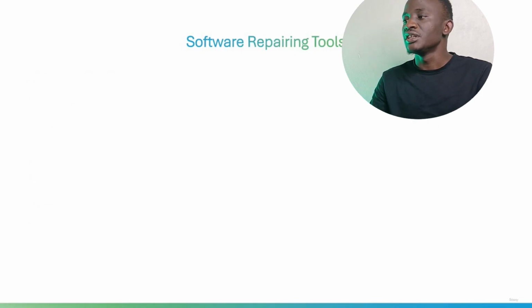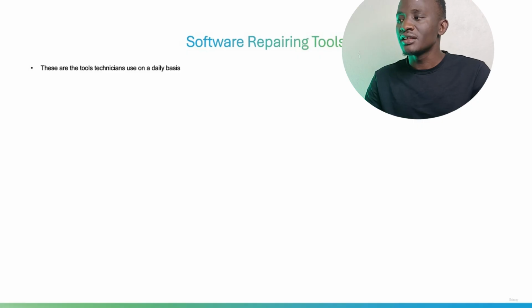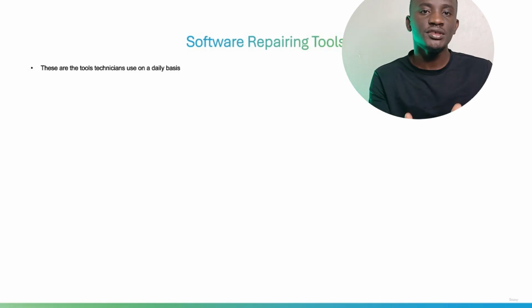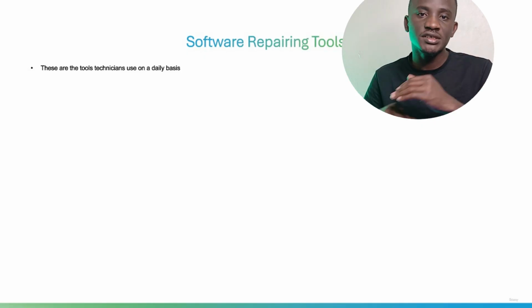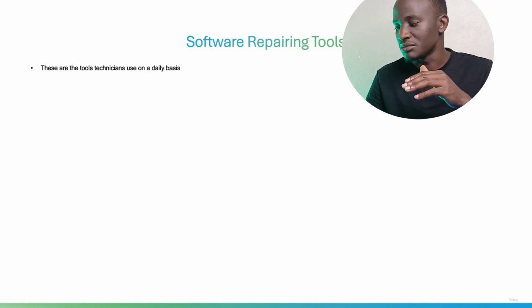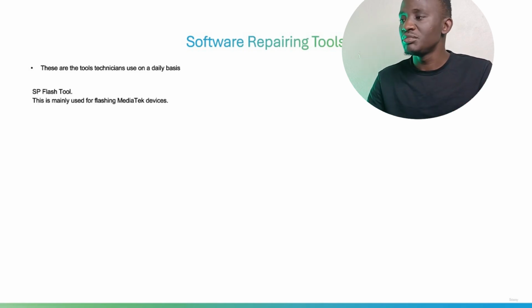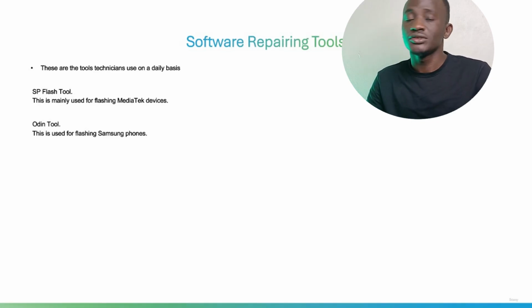In software repairing, these are the most common tools that we use on a daily basis. You might find that the tools I have listed here for learning purposes are different from the ones you use in your region, but you will realize that most of these tools have similar functions and pretty much the usage is the same. So it doesn't matter. SP Flash Tool is mainly used to flash MediaTek devices. Odin tool is used to flash firmware for Samsung phones.